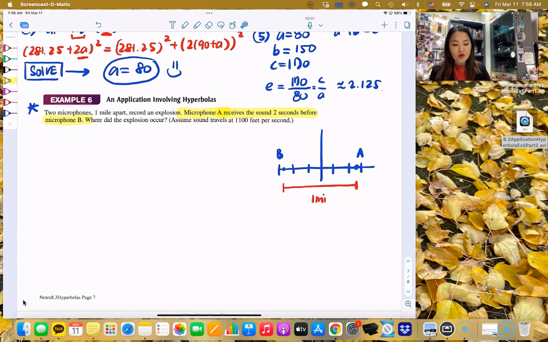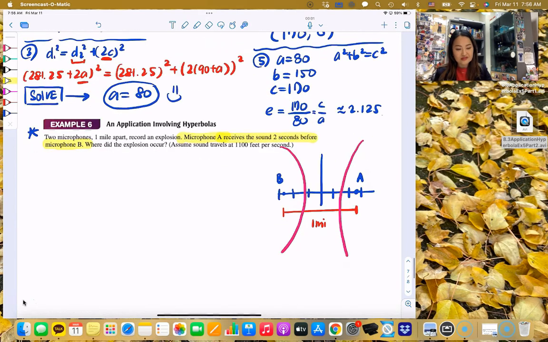I want you to know that the sound is traveling in a hyperbolic path. What I mean by that is that it's traveling like this. If you think about the hyperbola, it's traveling like this. My drawing here is a little bit off. They should be an equal distance apart. Sorry about this.